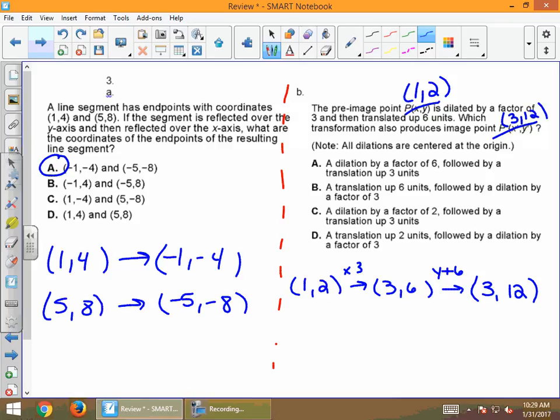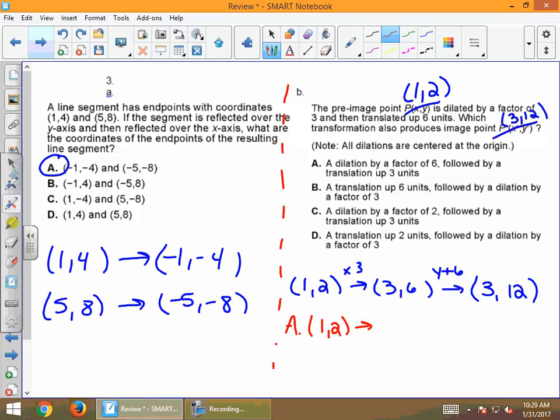Doesn't matter. Okay? You just pick a random number when they just give you letters like this. You have to figure out which one's the same. Okay? Well, what we're going to do is just go through each of these to figure out what transformation will give us the same answer, 3, 12. So we look at A. We're still dealing with that point 1, 2.